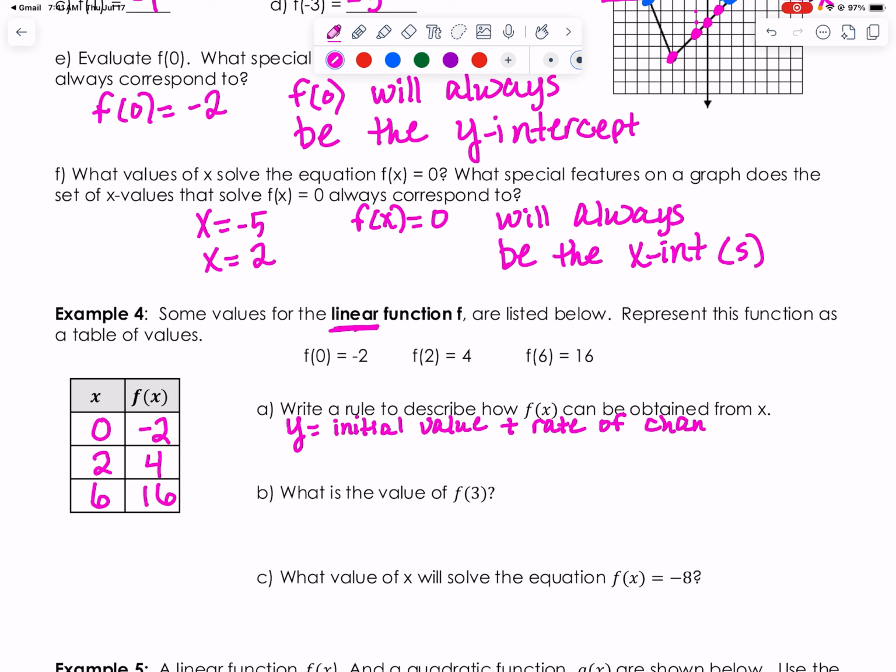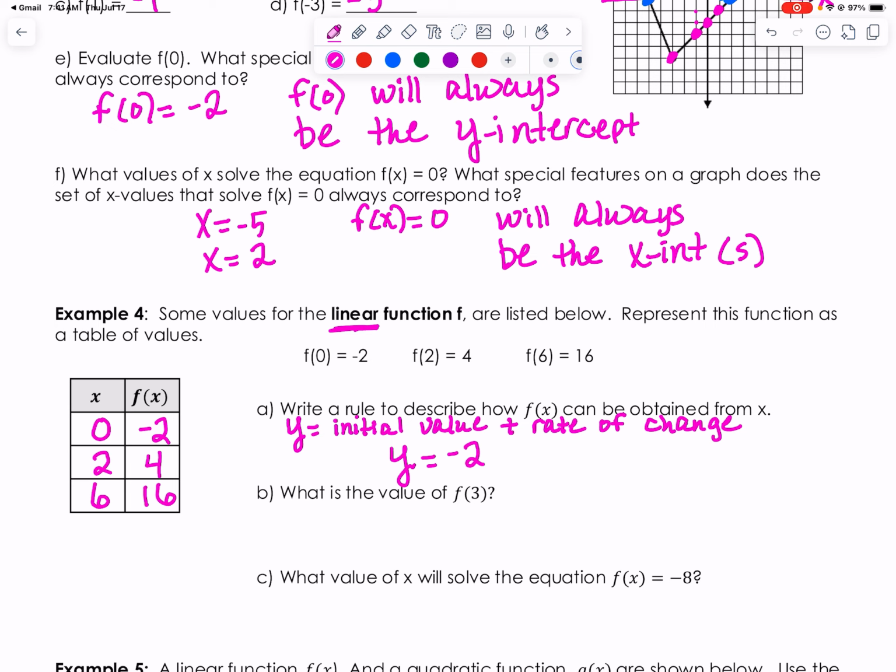Now, you learned that in a previous course, but I'm sure it's been a while since you've seen it. So just as a review, a linear function, our equation can always be set up as your initial value plus the rate of change. So in this problem, our initial value, or our y-intercept, is negative 2. Now let's get our rate of change.